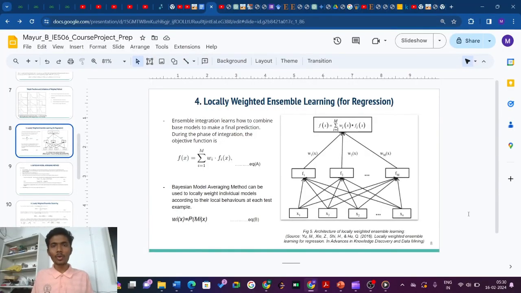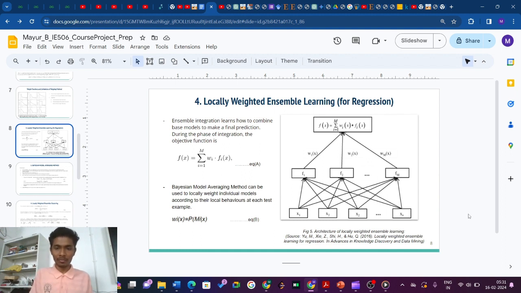Now we will look at locally weighted ensemble learning for regression. Here, in ensemble learning, we combine different base models in order to make one final prediction. So, if you look at the objective function of this ensemble learning, which is equation A, f of x equals the sum from i equal to 1 to m of wi fi of x. Here m represents the number of base models, wi represents the weight that has been given to each base model, and fi of x represents the output of each of those base models.